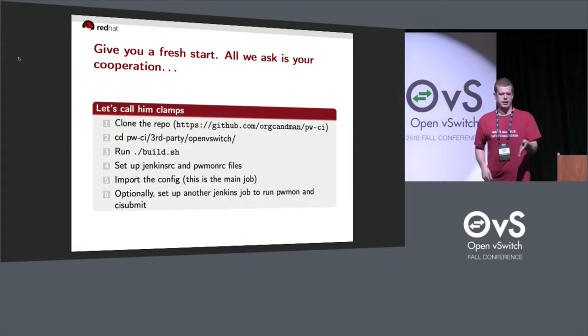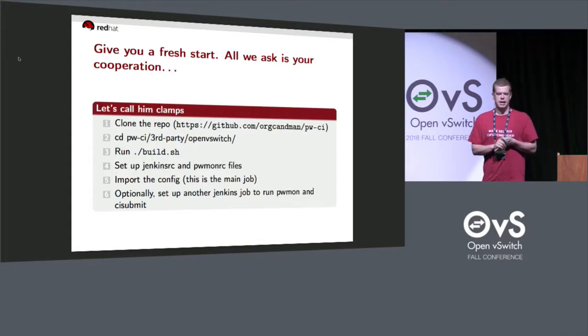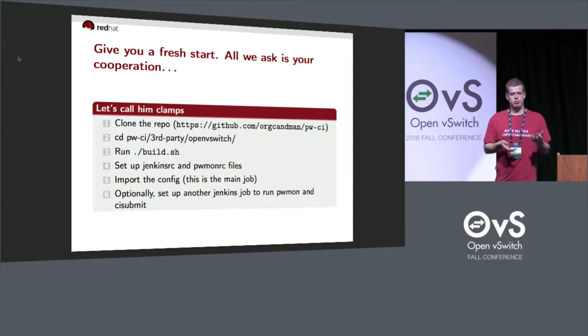Here are the steps. Clone the repository, go to this third-party directory, run the build script, set up some Jenkins and pwmon files, import the config, because there's already a config there, and then you can set up a Jenkins job to run that pwmon to monitor Patchwork and do the CI submit to submit it back to Jenkins, or whatever you want. That will have all the steps that the robot's taking, and that's how you can make changes.